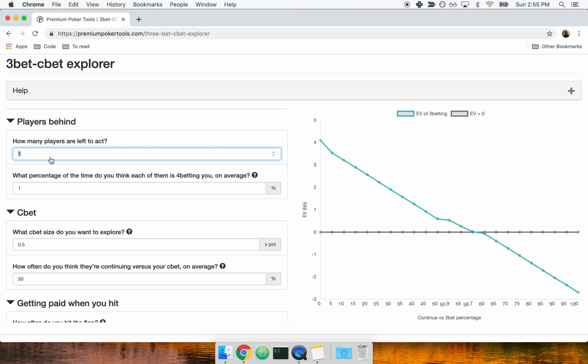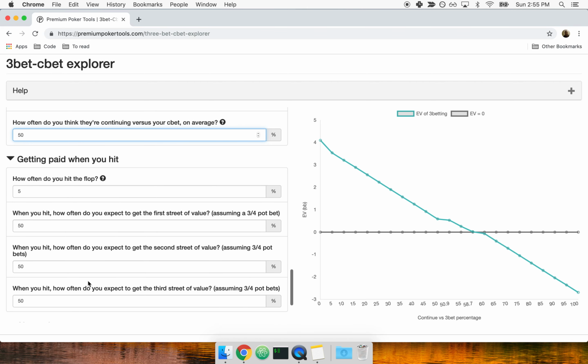Let's say that we're in the cutoff, so there are 3 people left to act: button, small blind, big blind. Each of them is going to be 4-betting 1% of the time, so they're also 4-betting aces and kings. Let's say that we cbet to half pot, and they're continuing 50% of the time. Let's say that we hit the flop 5% of the time, which is what all non-pocket pair hands basically hit the flop.